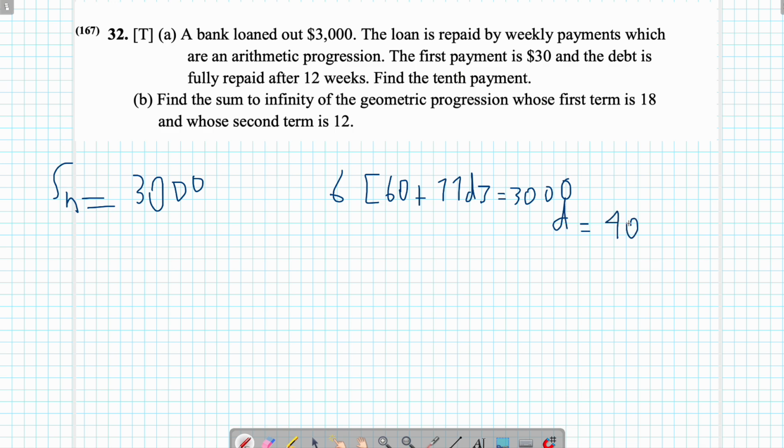And then you do the an rule, so a10 is equal to a1, which is 30, plus n minus 1, which would be 9, times 40. Plug this into the calculator. 30 plus 360, you get 390.